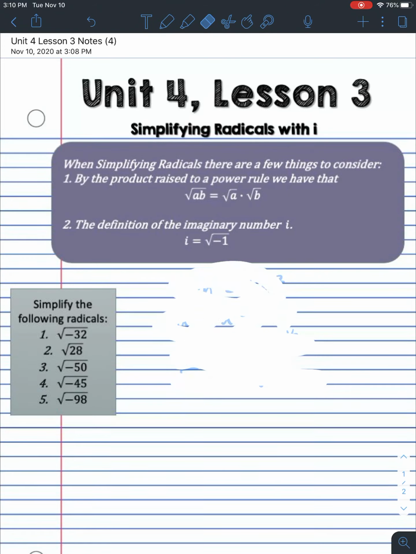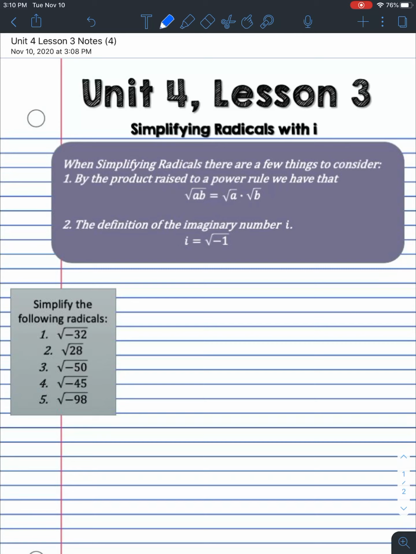So I'm just going to erase this off. And the second thing we need to know is that the square root of -1 is i. So this is the imaginary number i, and it is the square root of -1. So just like the square root of 4 is 2, the square root of -1 is i. Okay, so this is a new rule we have in Algebra 1.